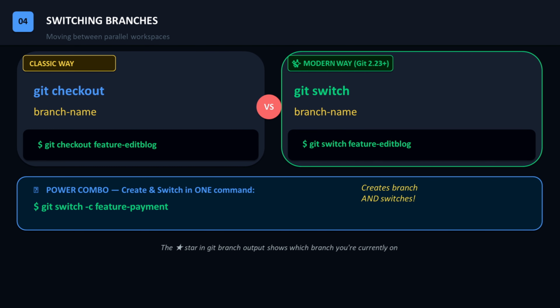Switching branches. Creating a branch is not enough. We need to move into that branch to start working. For switching branches, we use git checkout and the branch name. For example, git checkout feature edit block. Now, all changes we make will happen inside this branch.